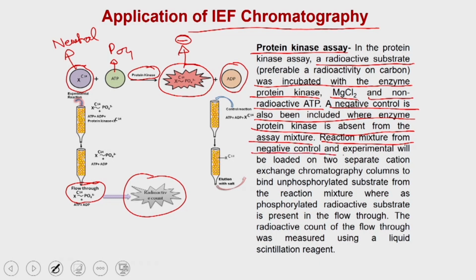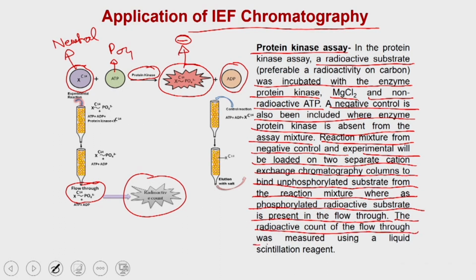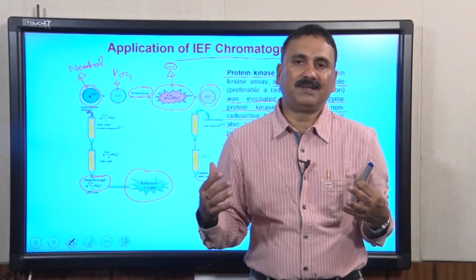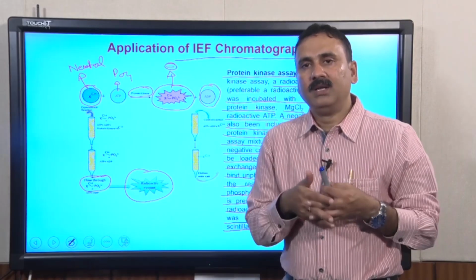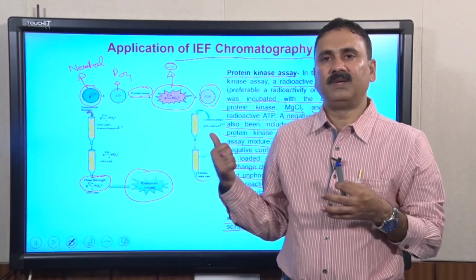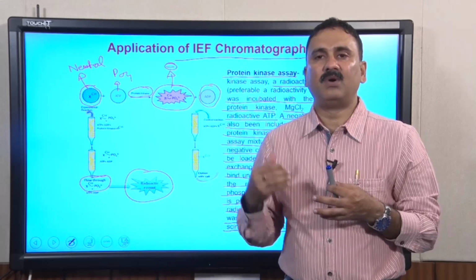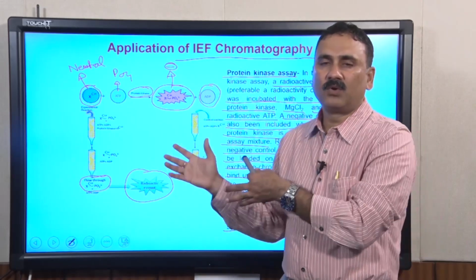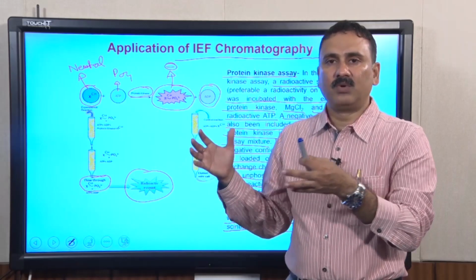The reaction mixtures from the negative control and the experimental are loaded onto two separate cation exchange chromatography columns to bind the unphosphorylated substrate from the reaction mixture, whereas the phosphorylated radioactive substrate is present in the flow through. The radioactive count of the flow through is measured using a liquid scintillation reagent. So, this is just an example where you allow the modified substrate to flow through from the column, and you can measure that modified substrate, and that is how you can correlate it with the activity of that particular protein kinase.